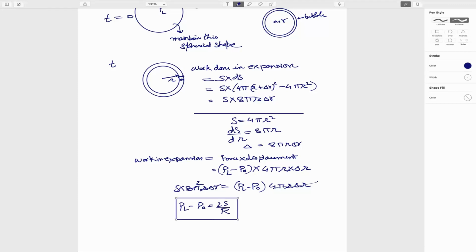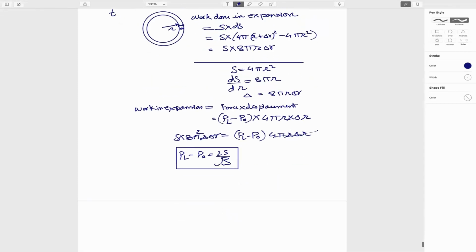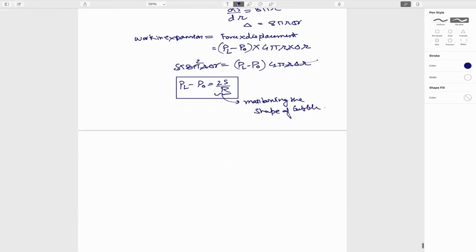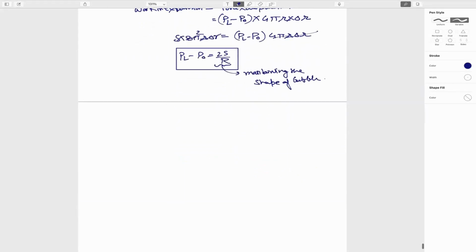So basically this is the excess pressure that is maintaining the shape of the bubble. So let's look at one question. So the shape of a drop. Sorry for this. If it is a bubble, then we have two surfaces. So then P_i minus P naught comes out to be 4S by R.